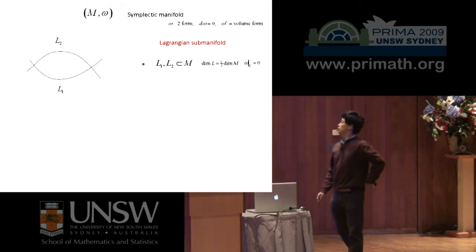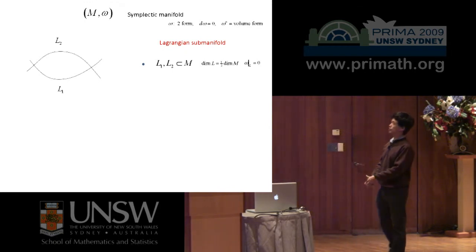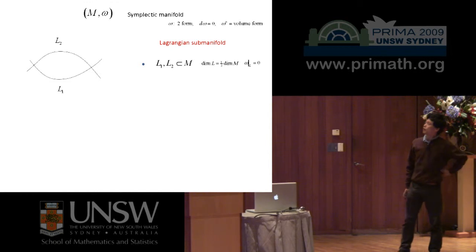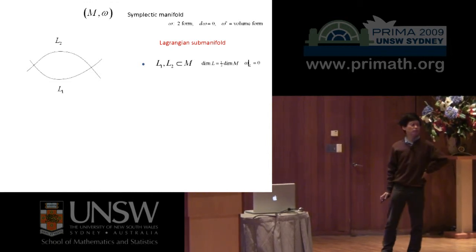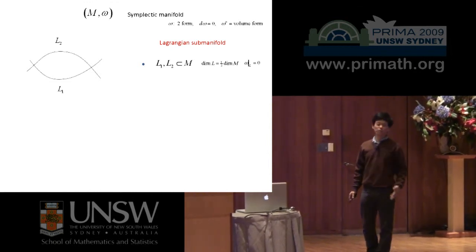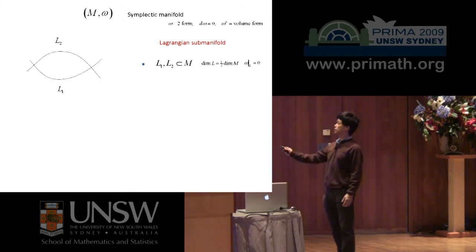Then we go to a very similar, but slightly different, Lagrangian submanifold version. Actually, Floer studied Lagrangian submanifold Floer homology. Floer invented this Lagrangian submanifold version first.